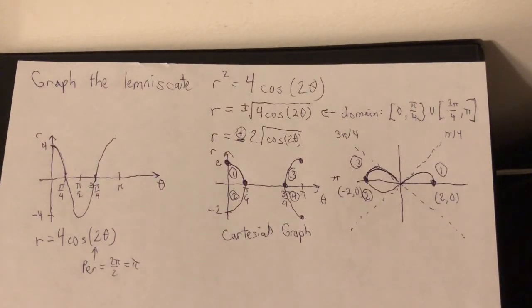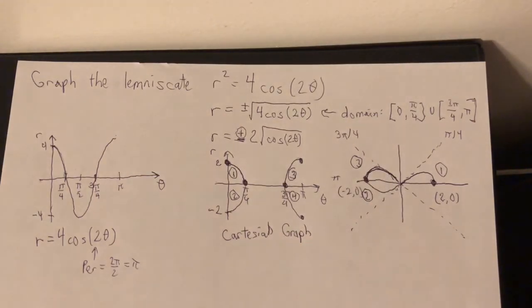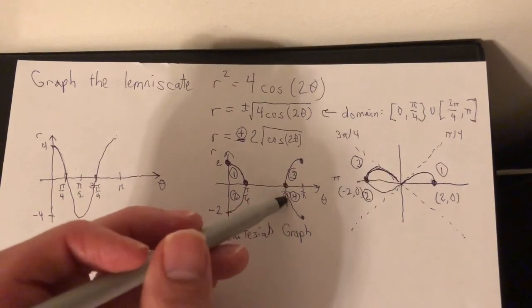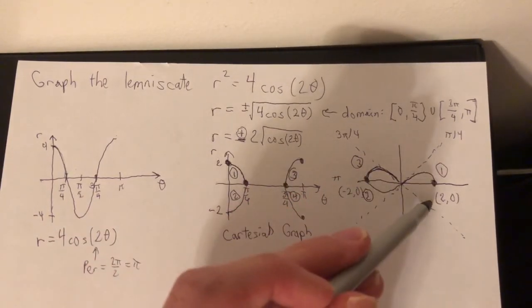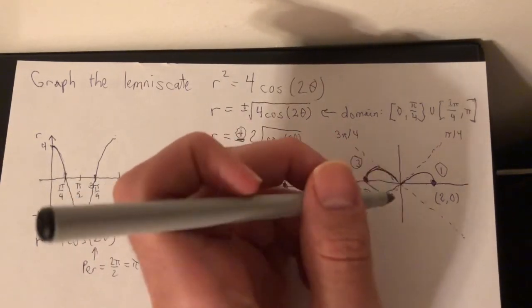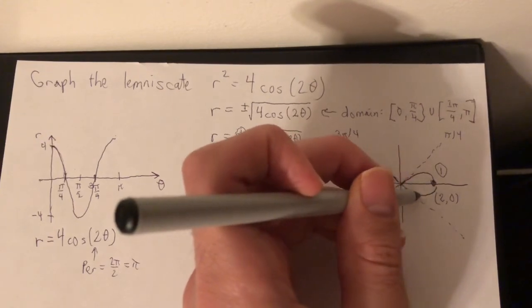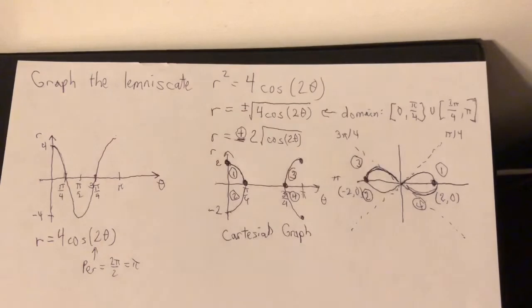Now if I think about branch 4, and I do the same thing only in the fourth quadrant, right, because now we have negative values from 3 pi over 4 to pi, so that's going to correspond to this region in my fourth quadrant. I can draw this, and this is going to correspond to branch number 4.